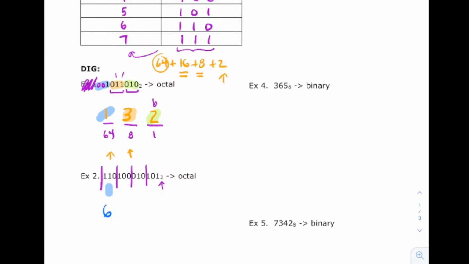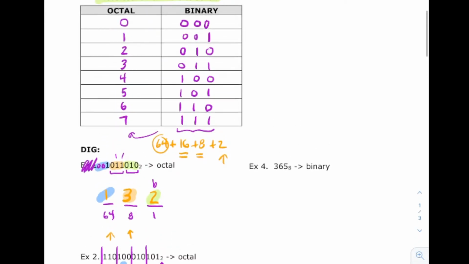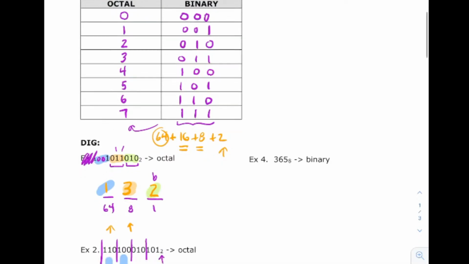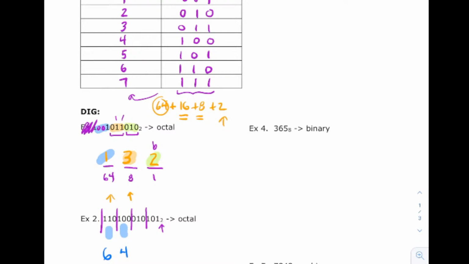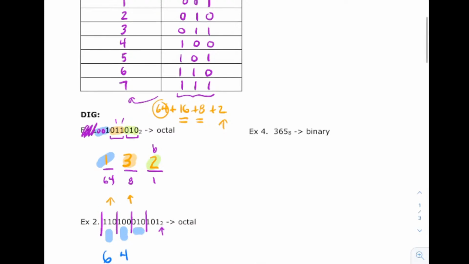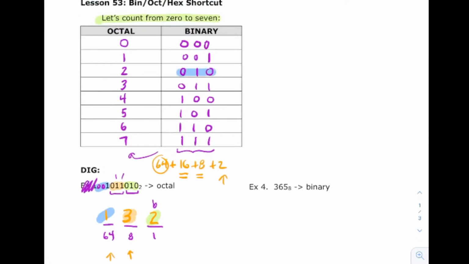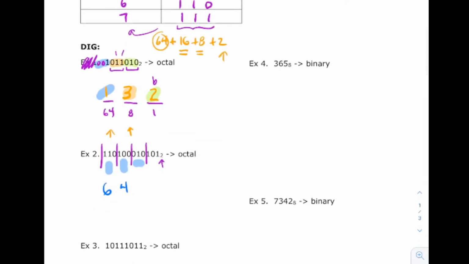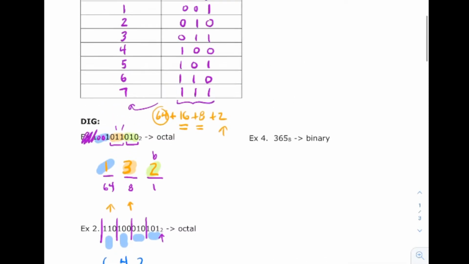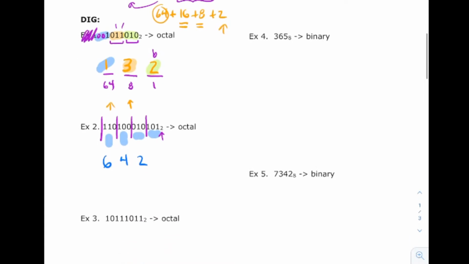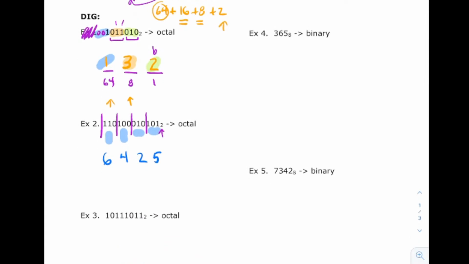And then you say, well, what's a 100? So you come up here and you say a 100. Well, that's a 4. So I come down here and I put a 4. And now you say, okay, what's a 010? There's a 010. It's a 2. So you put your 2 here. And then finally, we've got a 101. So you come up here and you go 101. That's a 5. This is what we call a shortcut.